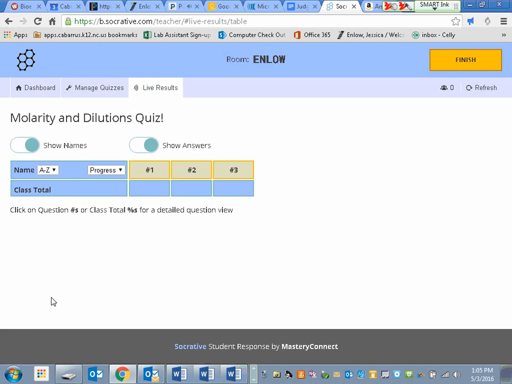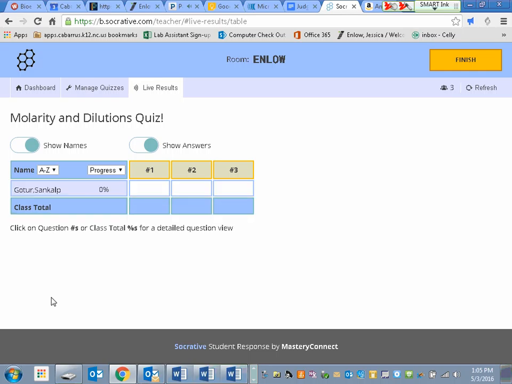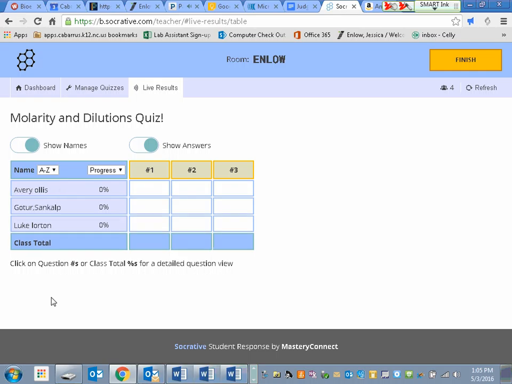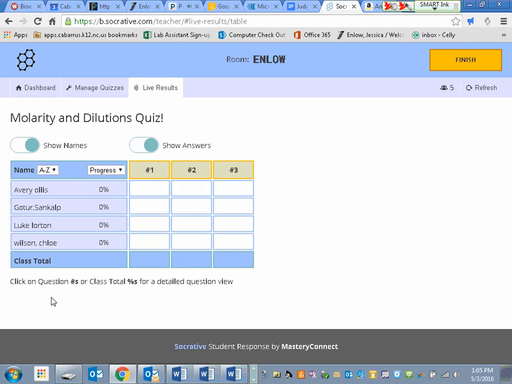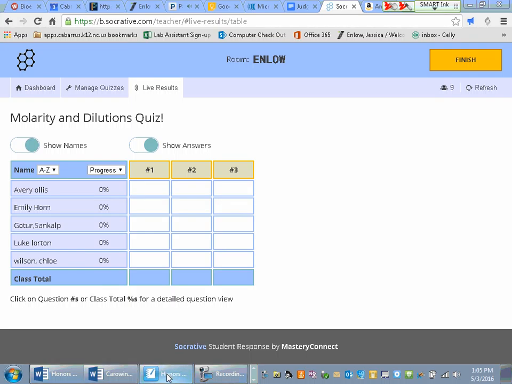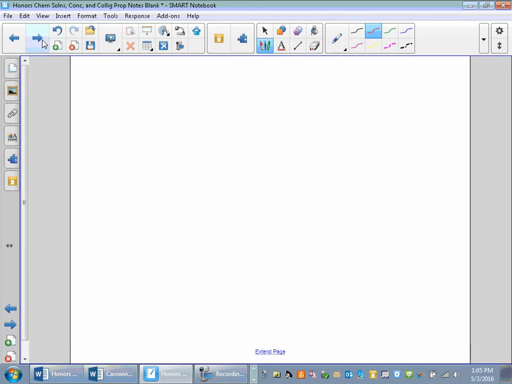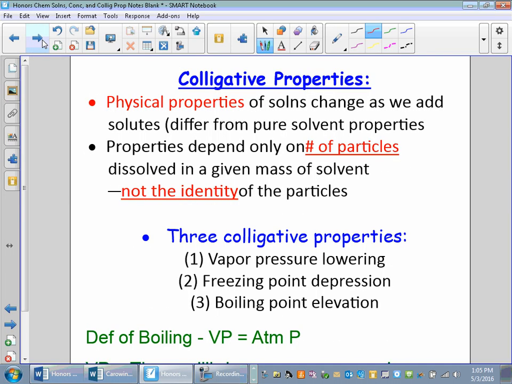All right, Socrative means go to socrative.com, student login. Enlo is the classroom name. It's 3 questions, it shouldn't take you more than about 6 or 7 minutes. If you can't get on a phone, then I have desktop computers for you. After that, you guys are going to start writing down this information for me.